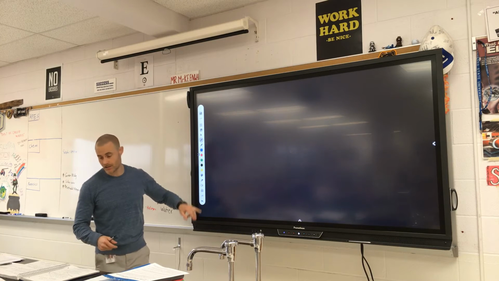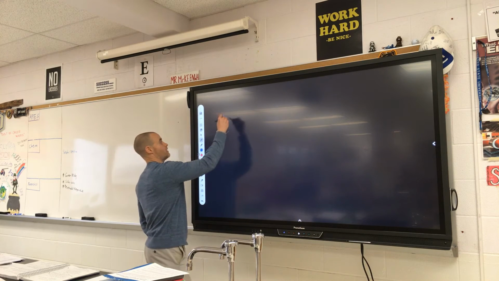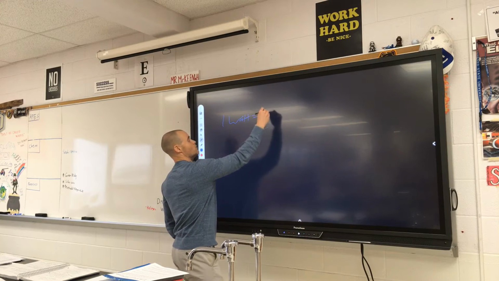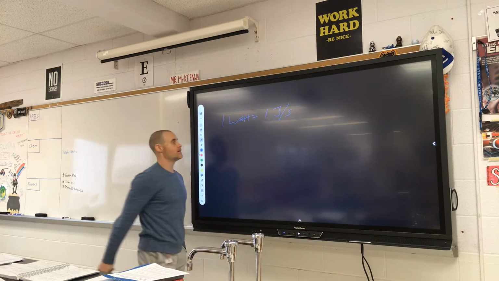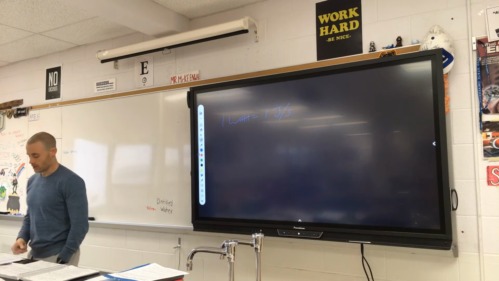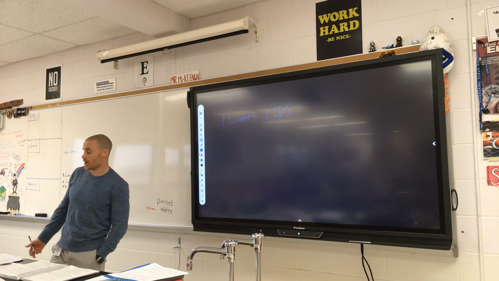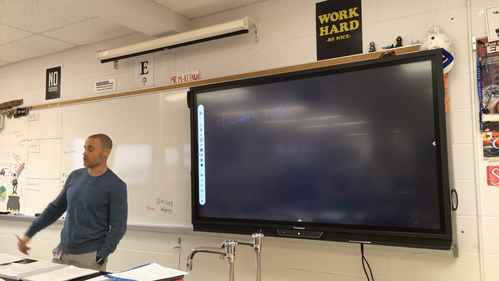So a watt is 1 joule per second. 1 watt is 1 joule per second. So if you want to run a light bulb that is a 1 watt light bulb for 1 second, that's 1 joule equivalent of energy.